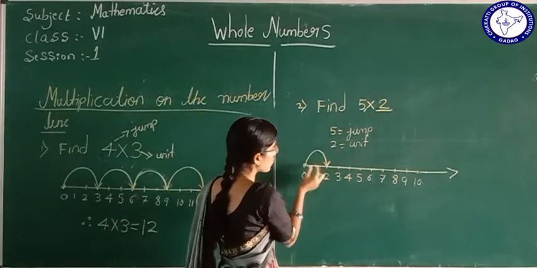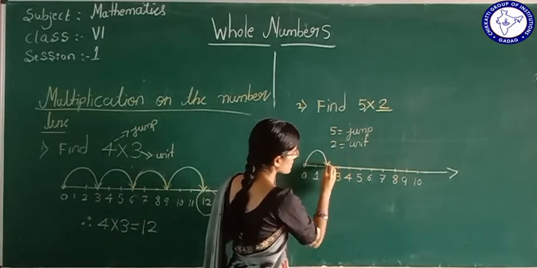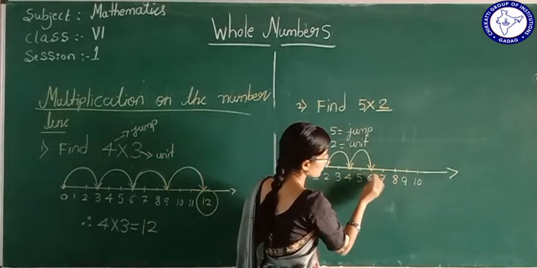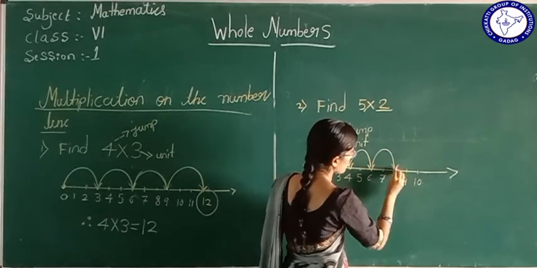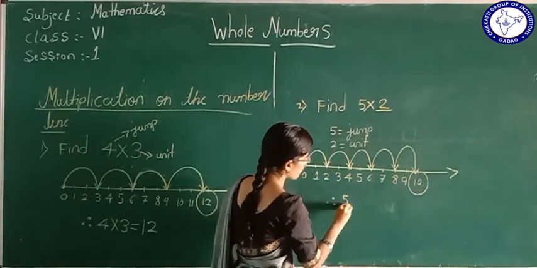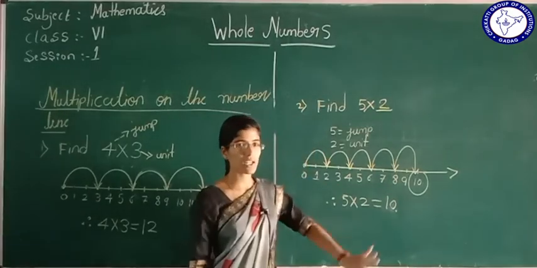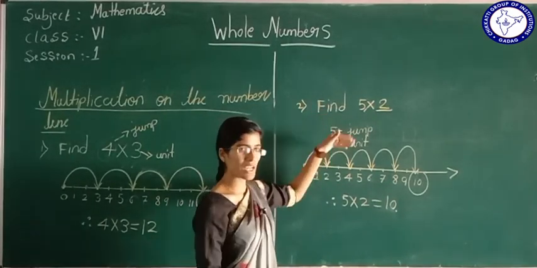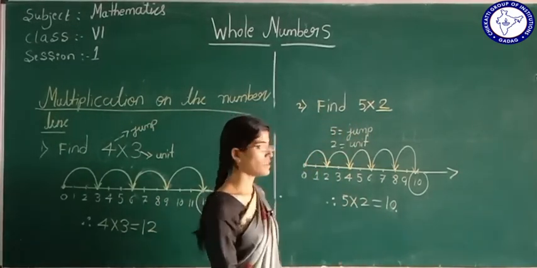See here, 2 units, 1 jump. Okay. Again 2 units, second jump. 2 units, third jump. 2 units, fourth jump. 2 units, fifth jump. The answer is 10. Therefore 5 multiplied by 2 is 10. So there is no rule that you have to take this jump only. You can take anything. For ease, take the bigger number as the jump.